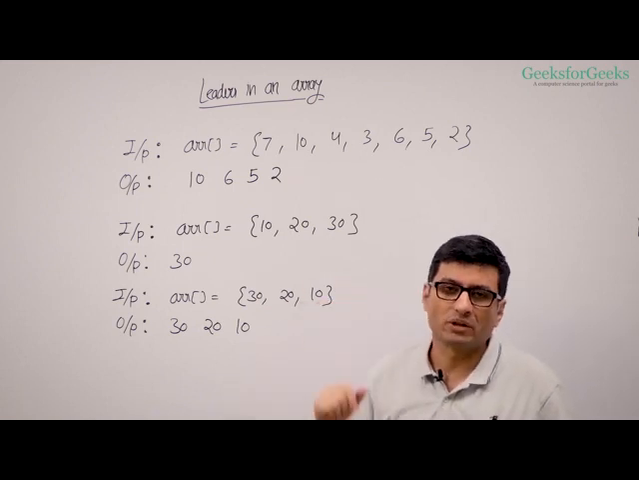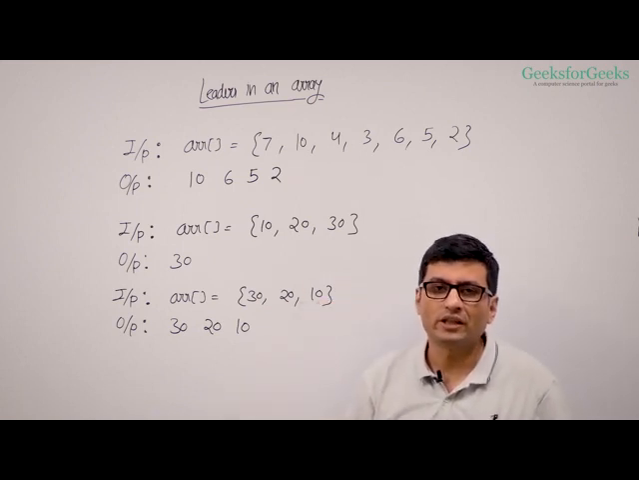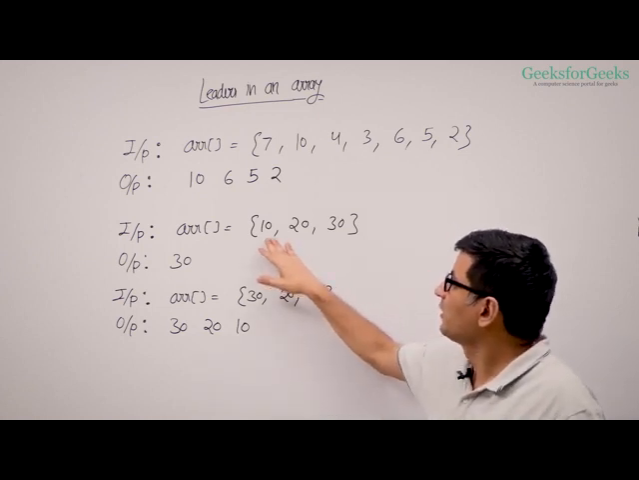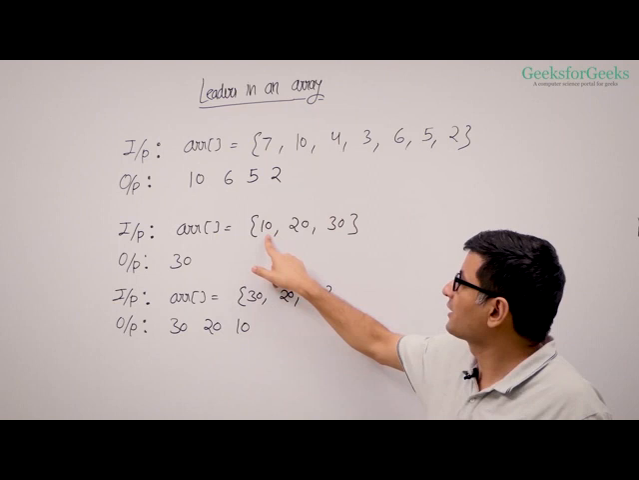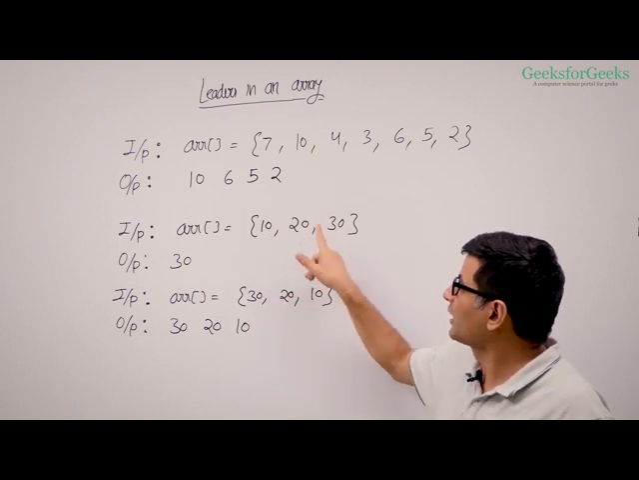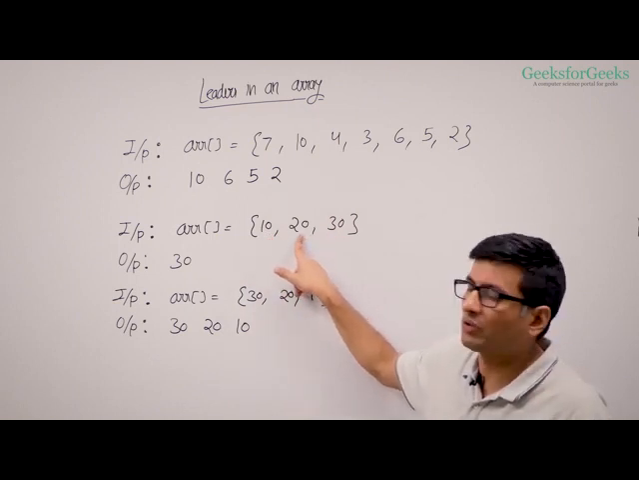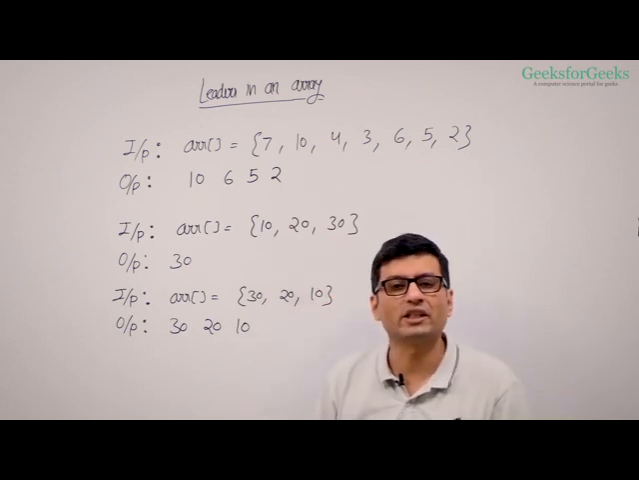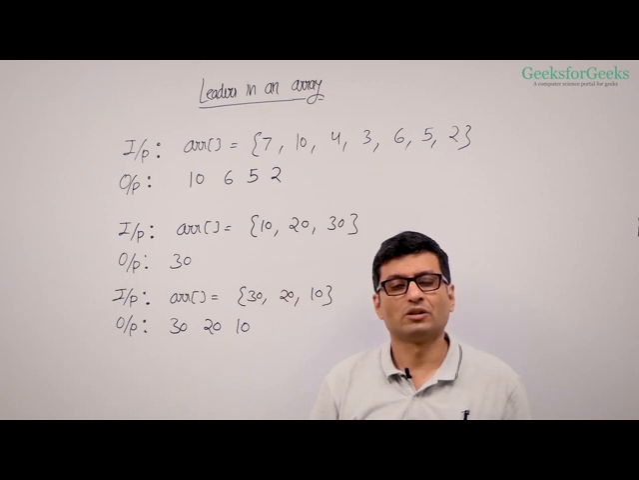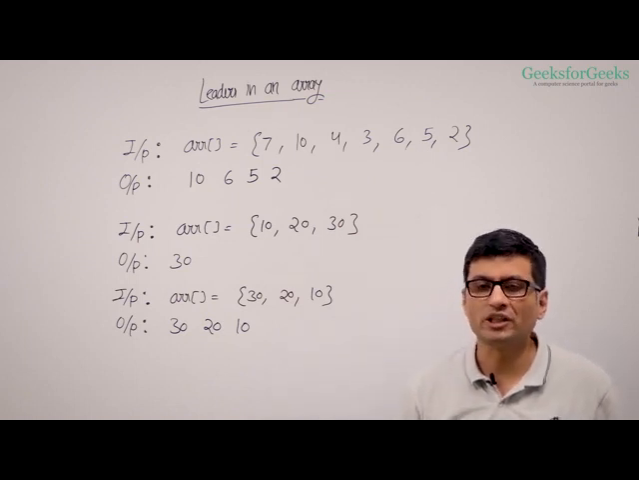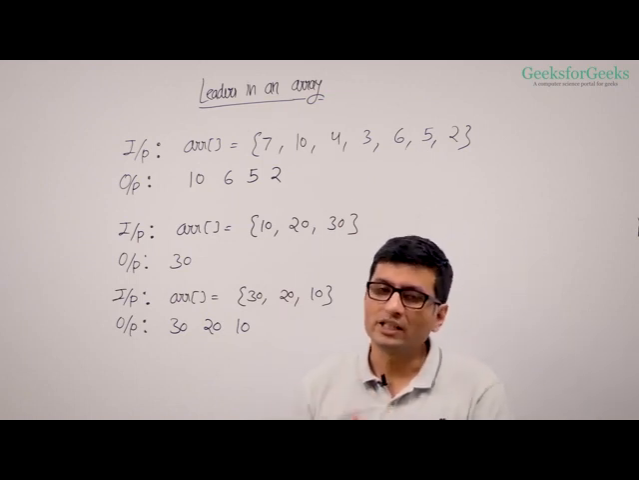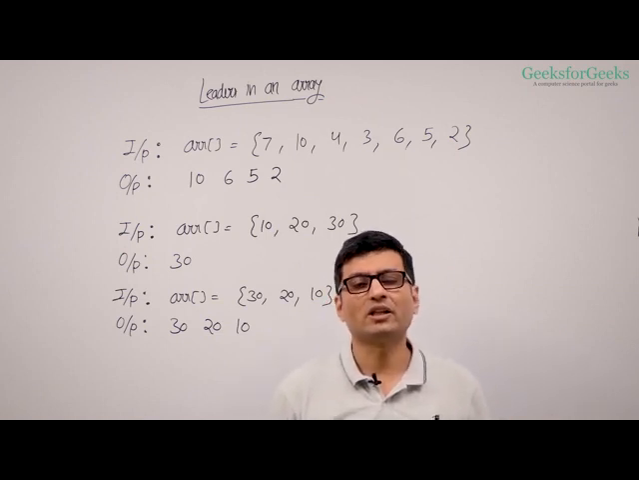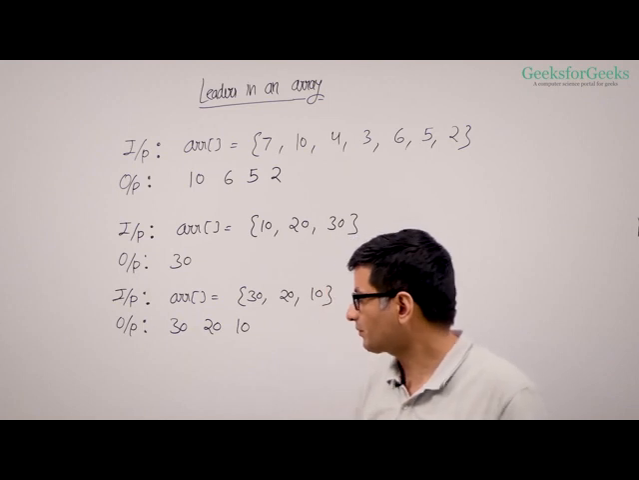Let's see second example. We have a sorted array 10, 20, 30. In this array, if you see 10 has 2 greater elements on right side, 20 has 1 greater element on right side, 30 is the only element which does not have anything on the right side, so it's the leader. So if you have an array which is sorted in increasing order, then the last element is the only element which is leader because everything else will have a greater element on the right side.